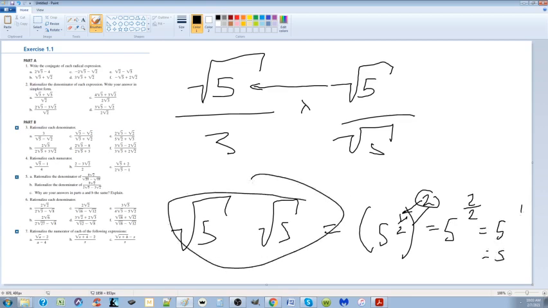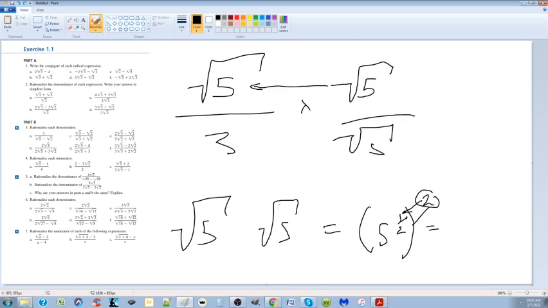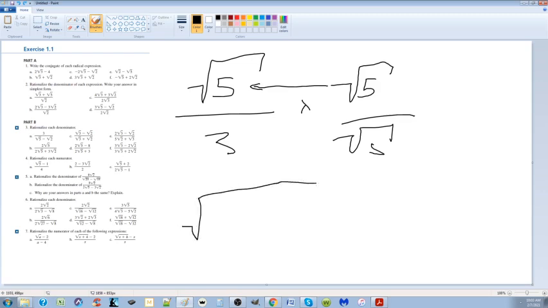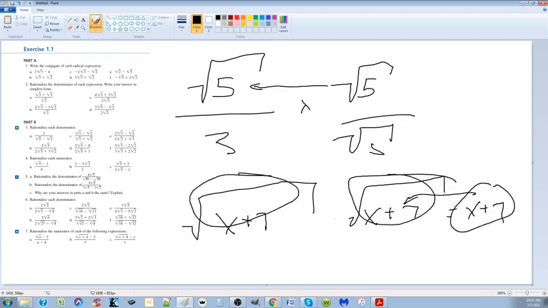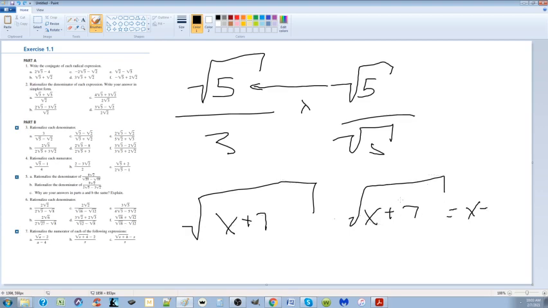So you can see whenever square roots multiply each other, they simply become the number or the unit that's inside. And that's true for even things like this. If I have the square root of x plus 7, and I multiply it times the square root of x plus 7, it simply becomes x plus 7. So that's the square root of x plus 7 times the square root of x plus 7 simply becomes the number inside. And you're going to learn all sorts of complex ways of getting rid of things.